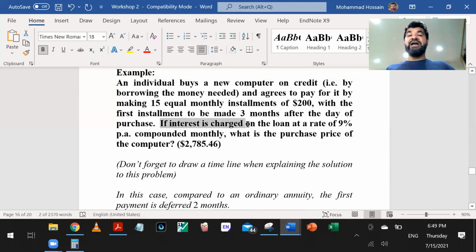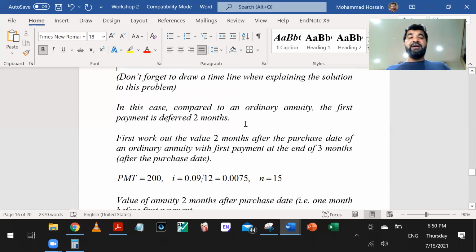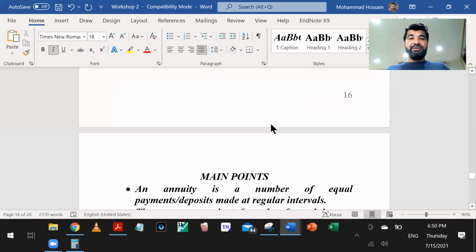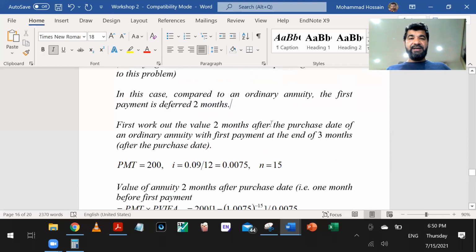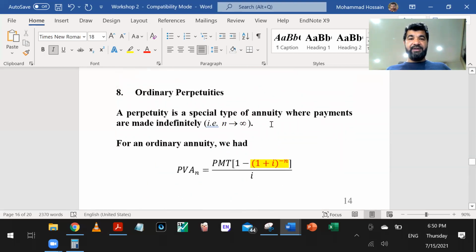If interest is charged on the loan at the rate of 9% per annum compounded monthly, what is the purchase price of this computer? So they are making $200 payments every month, but they start making payment after the 3rd month, 15 equal monthly installments. Don't forget to draw the timeline, so I should draw the timeline here.